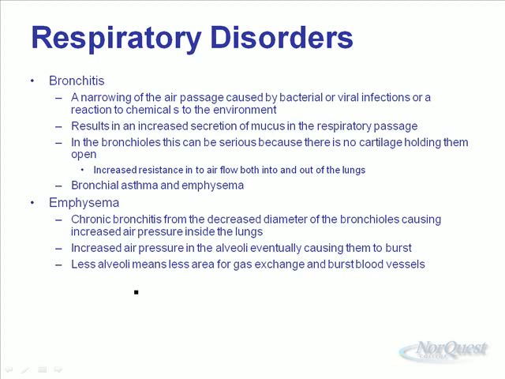Again, we breathe out, and they don't quite lose all the air. It's kind of like slowly inflating a balloon. You let lots of air in, don't let as much air out. Eventually, it causes those alveoli to burst because of too much air pressure. Less alveoli means less gas exchange with blood vessels. So as those alveoli start to burst, we have less of an ability to get oxygen out to all of our cells.